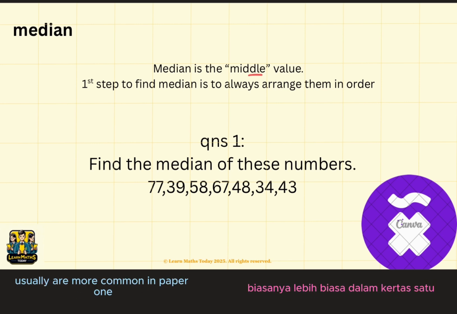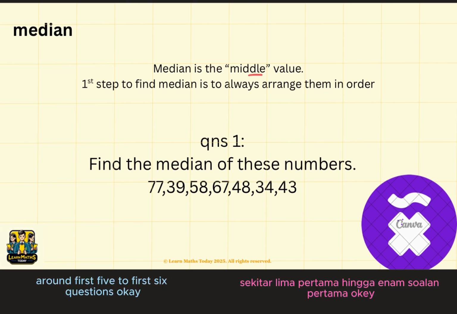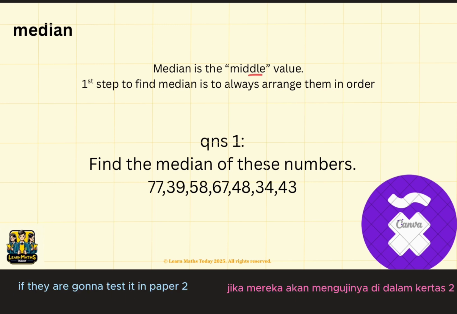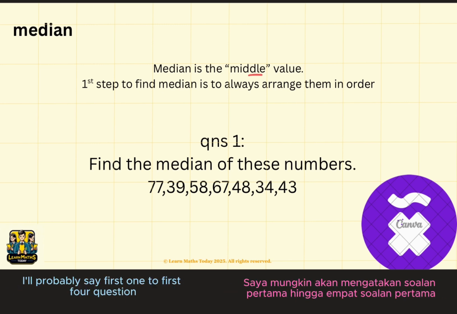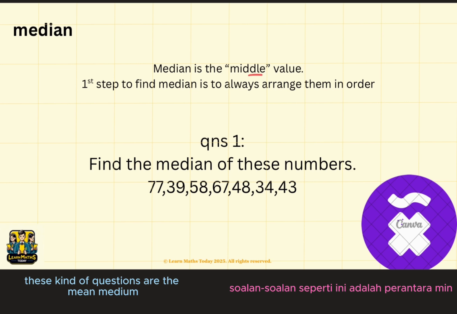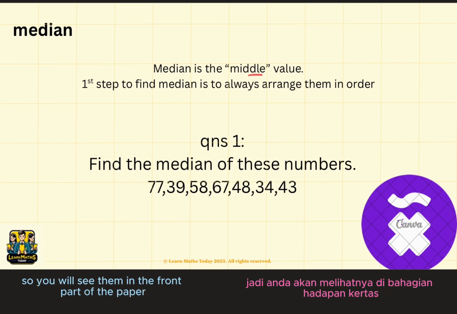Again, these kinds of questions are usually more common in Paper 1, generally in the first 5 to 6 questions. You will most likely see them if they are going to test it. In Paper 2, I'll probably say the first to the fourth question. These mean, median, mode questions are on the simpler side, so you will see them in the front part of the paper.